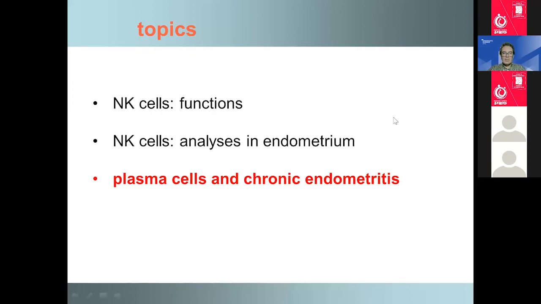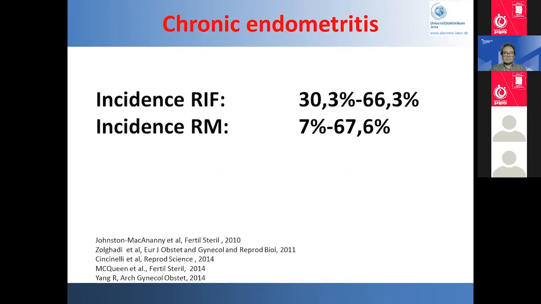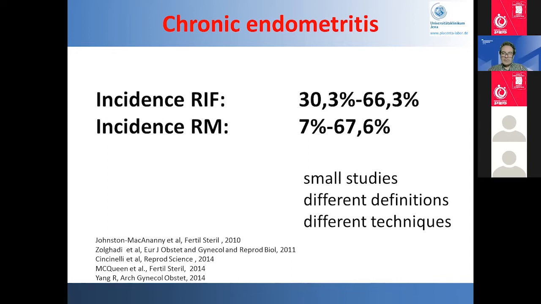Okay, I move to plasma cells and chronic endometritis. If you check literature, especially the older literature, the incidence of chronic endometritis in recurrent implantation failure and recurrent miscarriage was extremely variable. So nobody really had a good definition. So between 7 and 67% of cases of recurrent miscarriage was described as having chronic endometritis. So the problem was the studies were small, the definitions were different, and the methods were also different.